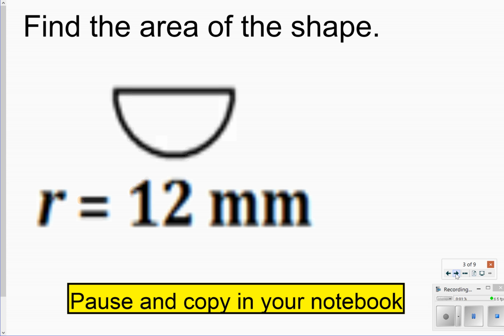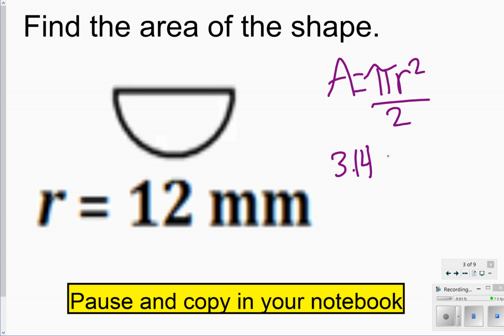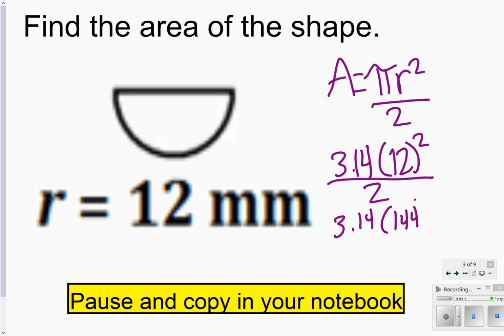Excellent. Well, what if we needed to find the area of a partial circle? So in this case, we have a semicircle. Again, the formula is area equals pi r squared, but since it's half of a circle, we're going to divide that by 2 now. All right, so 3.14, and they already told us what the radius is, which is 12. We're going to square that, and then we're going to divide the whole thing in half. So 3.14 times 144, and then we're going to divide it by 2.